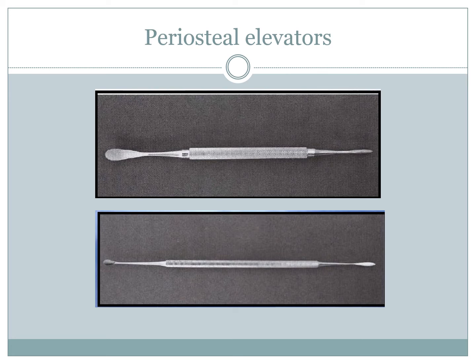First one is the periosteal elevator. The periosteal elevator is called the Molt's number 9. They have two surfaces: one is a broad surface and one is a sharp surface. The broad surface is normally used for a bigger flap. The sharp surface has a convex and a concave surface.